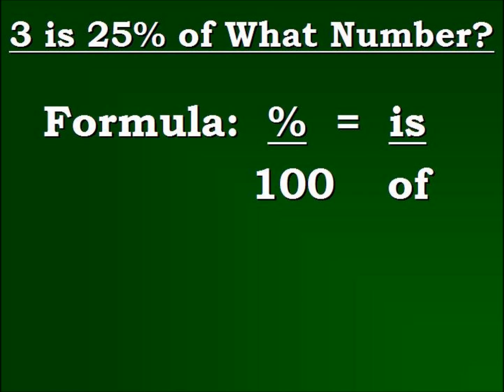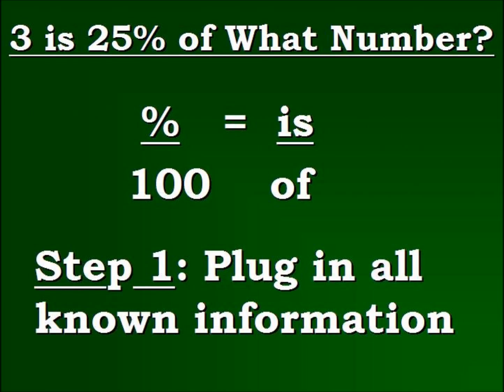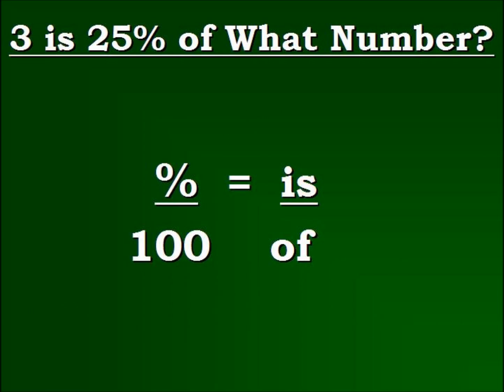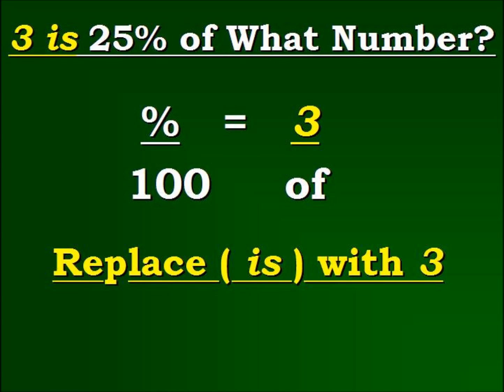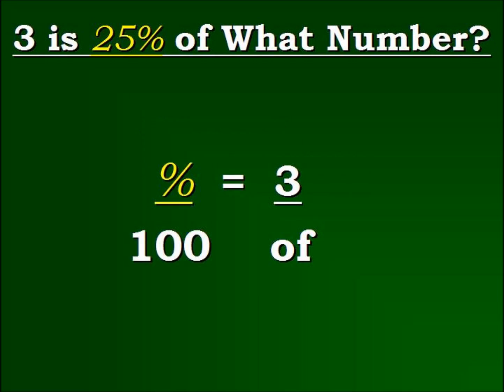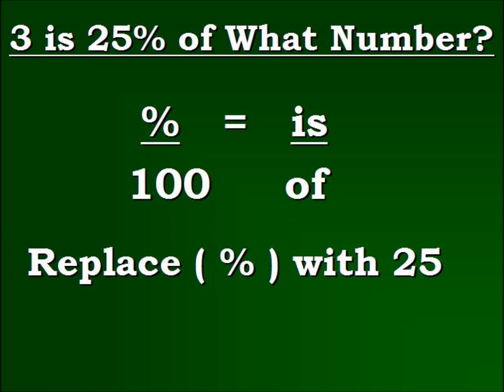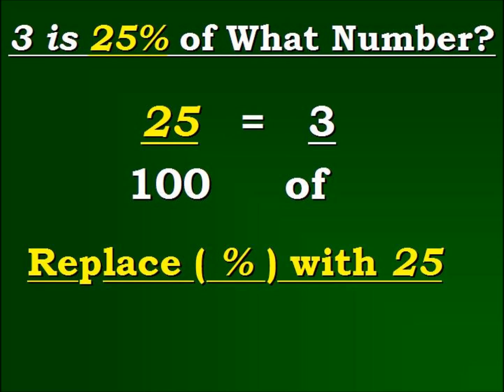Alright, here's our formula that we've used time and time in the past. What we're going to do is start by plugging in everything we know into the formula. Okay, we start with is. We're going to replace is with 3, because that's where it is in our word problem above. Next, we have to plug in a percent, and as you see from our problem above, 25% plugs in right here.